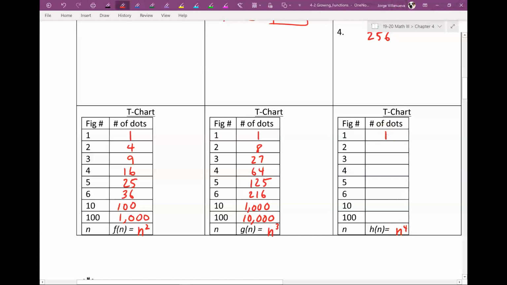So we have 1, 16, 81, we said 256, 625, 1296, then 10,000, and the last one is 100 million.